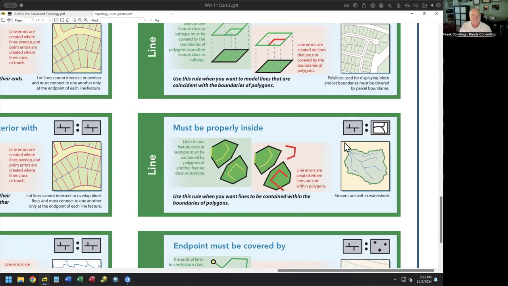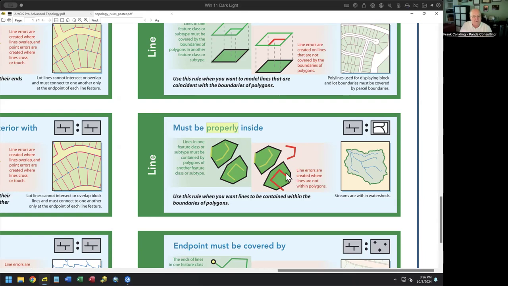The next topology rule is lines to polygons, and it says that the line must be properly inside. There are two things here. First is the inside, meaning that the line must have vertices that are inside the polygon. But more importantly, it says properly inside, which means that it cannot have any vertices that are outside of the boundary of that polygon. In this case, you can see that these two are properly inside, but over here you've got a line layer that is not inside, and that's identified as an error.